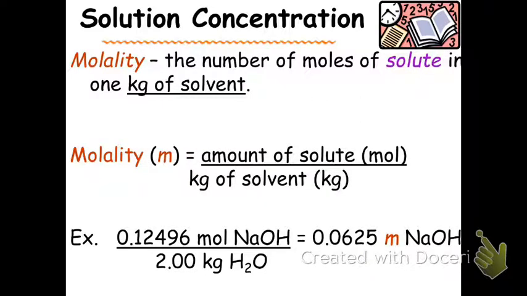Another way to do solution concentration is molality. This is the number of moles of solute in 1 kilogram of solvent. You'll also notice that molality is abbreviated with a little m. Some of you have been abbreviating moles with a little m, and you can't do that really because little m means molality, which means moles of solute in kilograms of solvent. So an example is if you have so many moles of NaOH, and if this was in 2 kilograms of water, you'd have to divide it out and you'd end up with a solution of molal of NaOH.